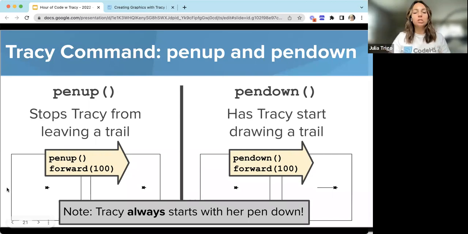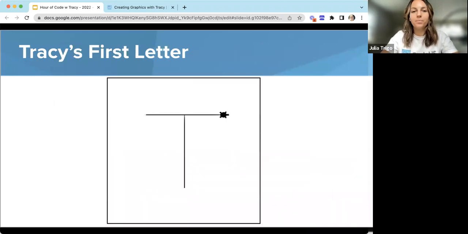Oh, and a last note is that Tracy always defaults to starting with her pen down. So if you right off the bat write forward 100, she's going to move and there's going to be a line behind her. So if you're trying to draw maybe a letter A and you want to move her to a different spot before you start your letter, you have to write pen up at the beginning.